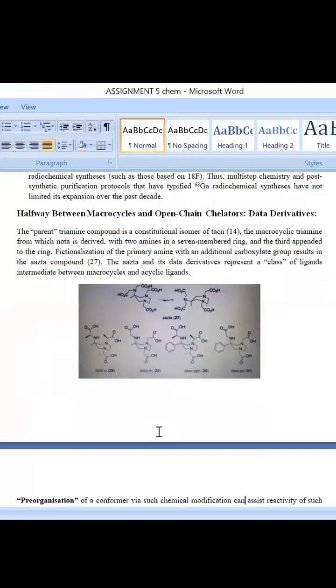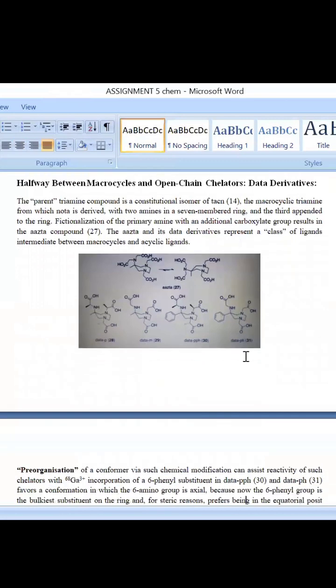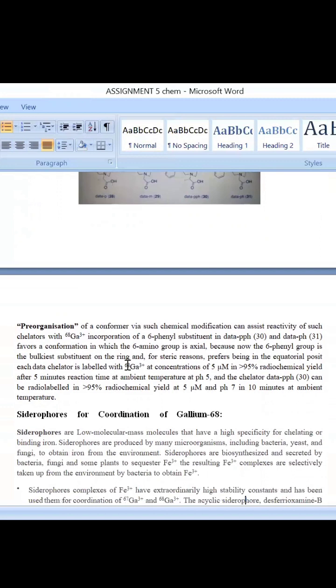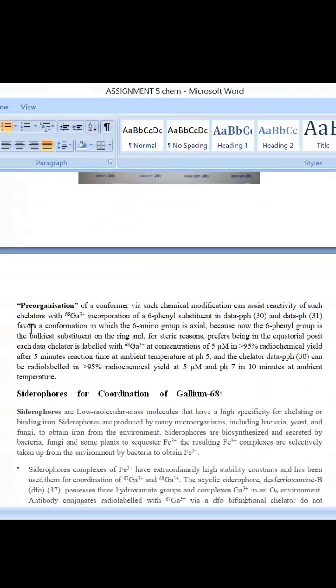Now you can see clearly in this picture the structure of AAZTA 27, the formation of AAZTA 27, and the structures of DATA-P, DATA-M 29, DATA-PPA 30, and DATA-PH 31. Next point is pre-organization. Pre-organization of a conformer via such chemical modification can assist reactivity of such a chelator with gallium-68 3 positive. Incorporation of a 6-phenyl substituent in DATA-PPA 30 and DATA-PA 31 favors a conformation in which the 6-amino group is axial, because now the 6-phenyl group is the bulkiest substituent in the ring and for steric reasons prefers being in the equatorial position.